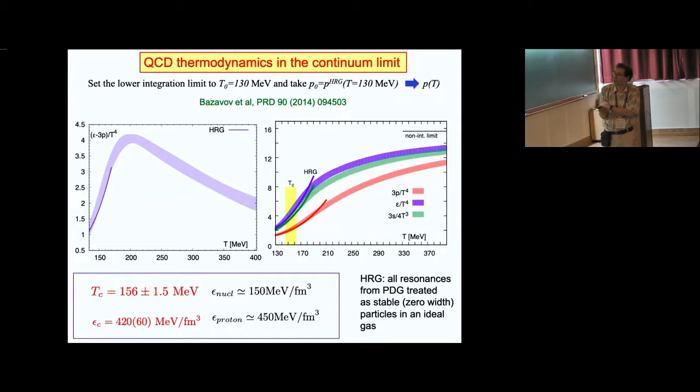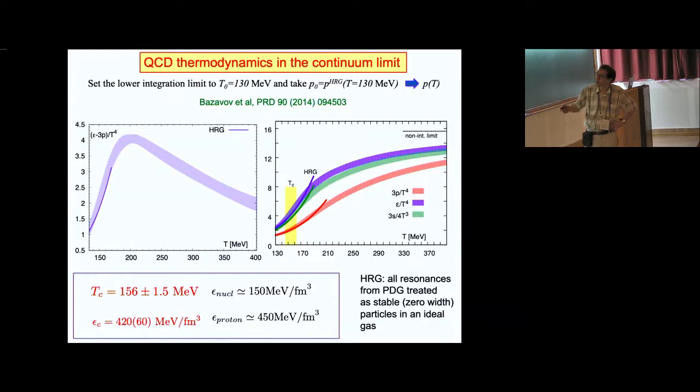And all these calculations are compared with the Hadron Resonance Gas, which I discussed in the first lecture. So what we do here when we try to estimate the thermodynamic quantities in the Hadron Resonance Gas is we simply take all the particles and all the resonances from the Particle Data Group, the PDG, and treat them as absolutely stable particles with zero width in the ideal gas approximation. So that's adding all these particles in the ideal gas formulas, which gives the Hadron Resonance Gas curve, shown here as well as here.